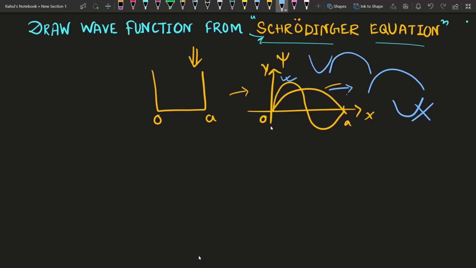Similarly, for the negative y direction, the wave function looks like this. It will never be this in the negative direction. So this general method I am going to discuss in today's video. Not only for square well potential, you can draw the wave function of any kind using this general formalism.